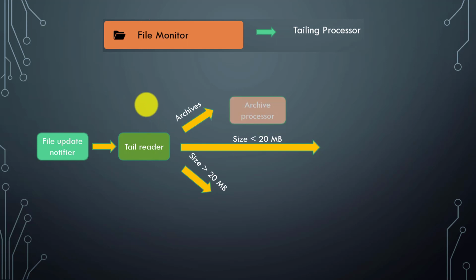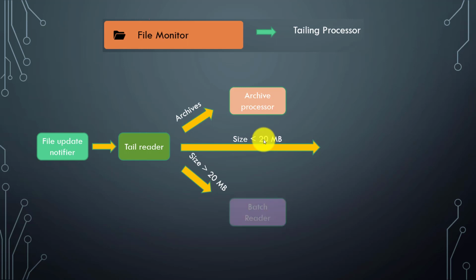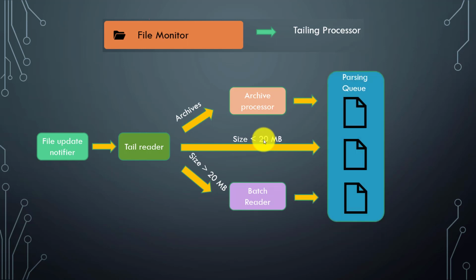For archives, it calls the archive processor. For size less than 20 MB, it does not call any processor; it just directly sends the file to the queue for the next phase. For size greater than 20 MB, it calls the batch reader processor. All this data is fed to the next level where we do the parsing. So it's moved to the parsing queue, then to the parsing processors, which we will see in future videos.